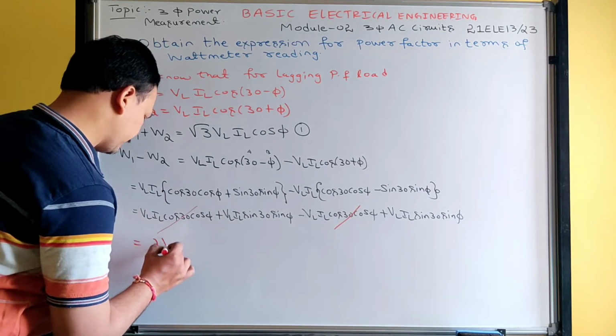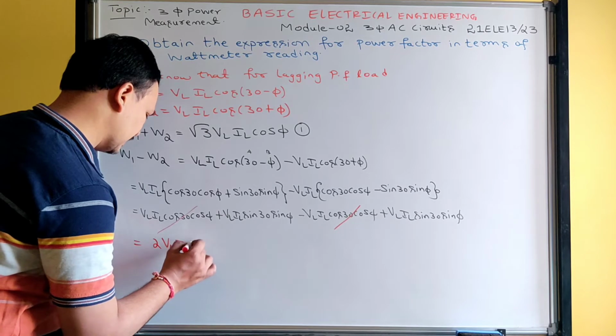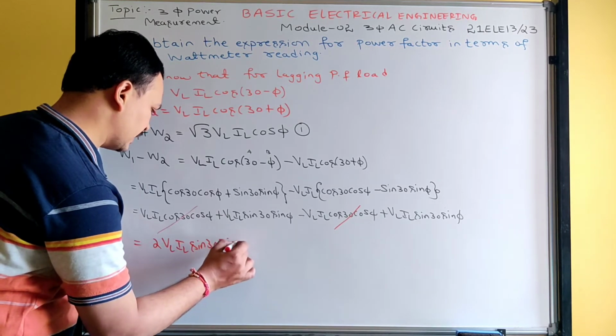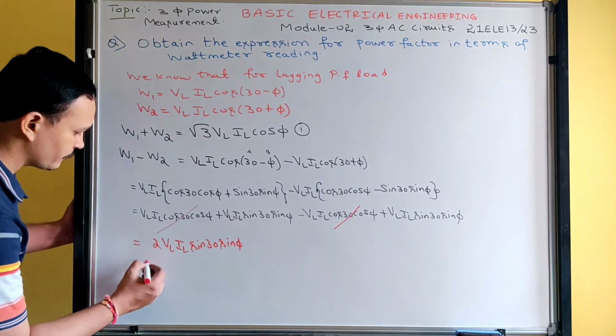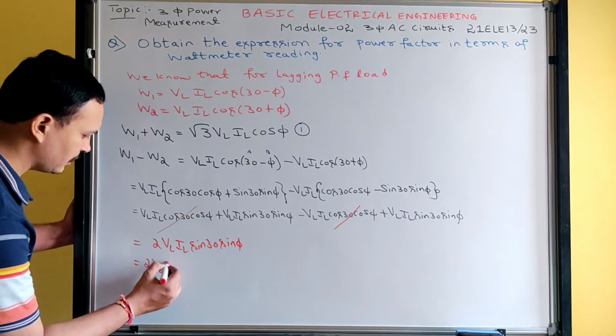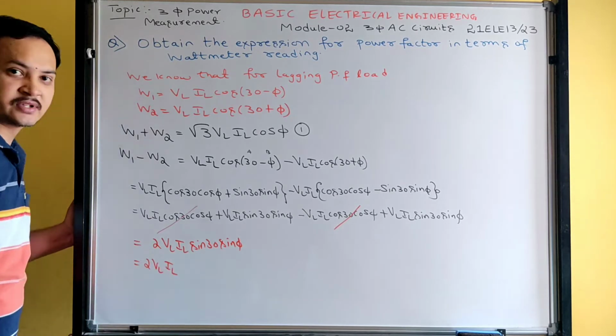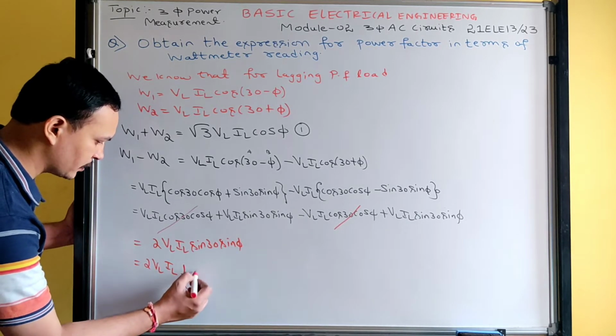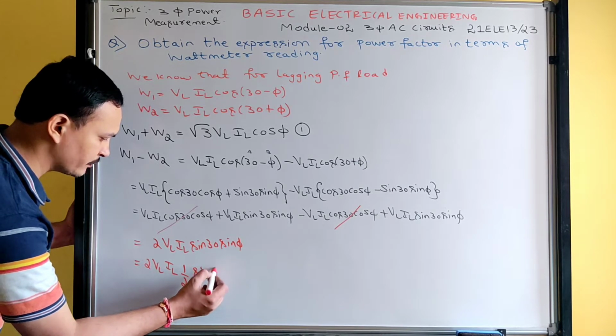2 times of VL IL sin 30 into sin phi. So now 2 times of VL into IL. What is the value of sin 30? 1 by 2, half. Okay, 1 divided by 2 into sin phi.